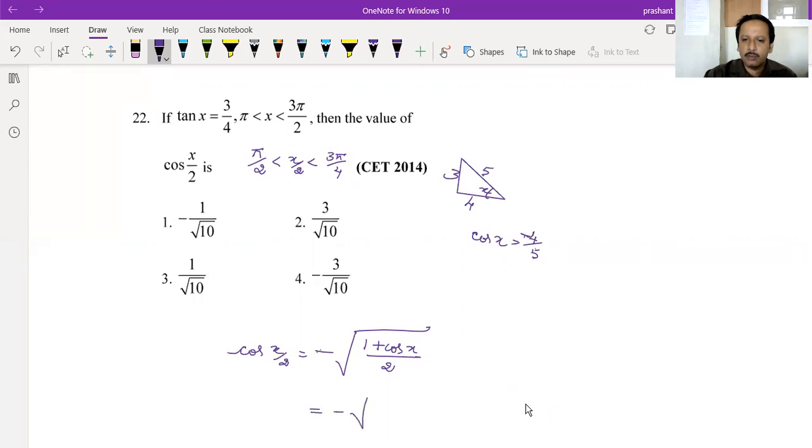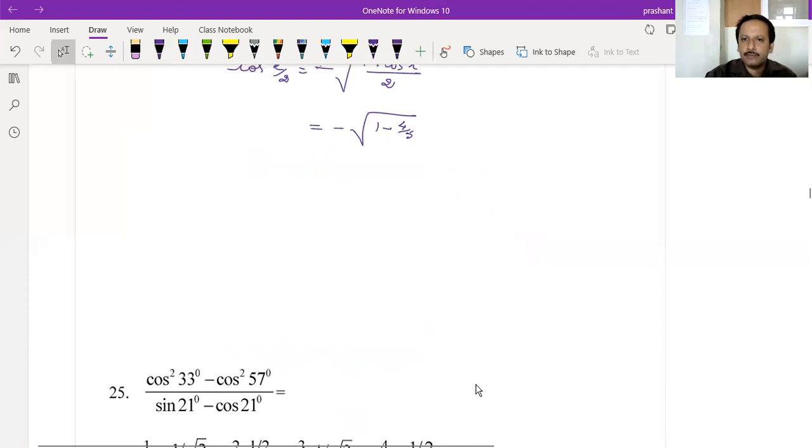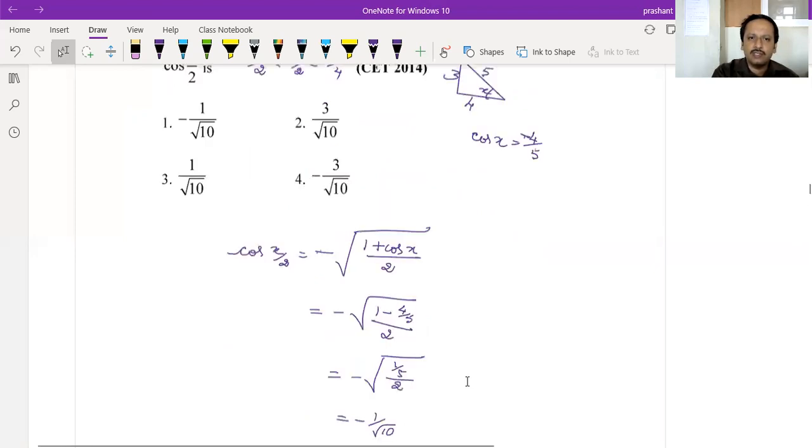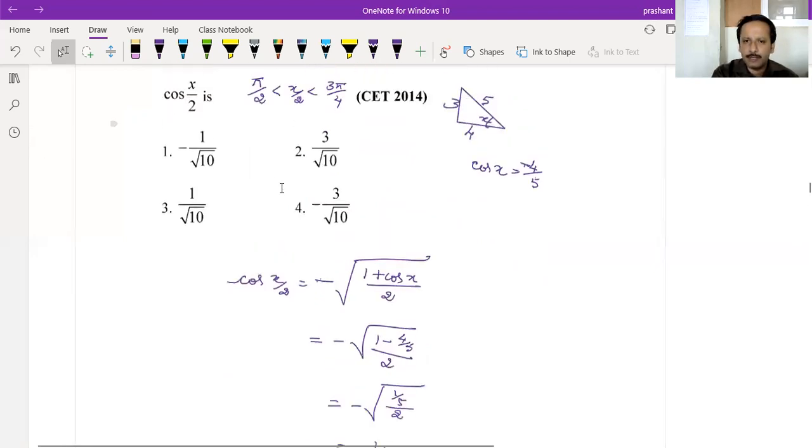Minus root of (1 plus cos x) by 2. Cos x is minus 4 by 5. So it will be 1 minus 4 by 5, divided by 2. That will become minus root of (5 minus 4) by 5, that is 1 by 5, divided by 2. So we are going to get minus 1 by root 10 as the answer. Minus 1 by root 10, which is the first option.